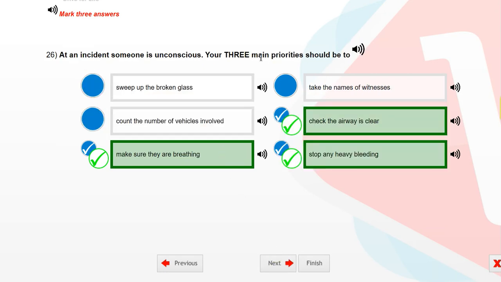At an incident, someone is unconscious. Your three main priorities should be to make sure they are breathing, check the airway is clear, and stop any heavy bleeding.